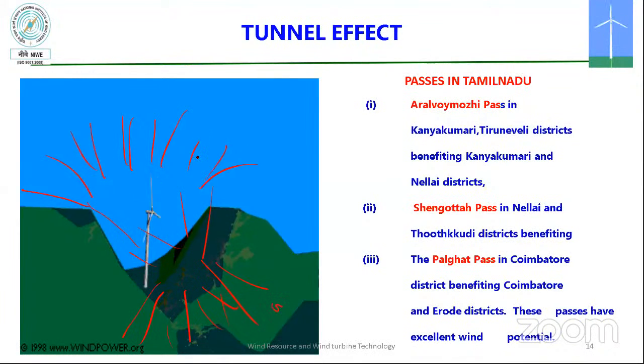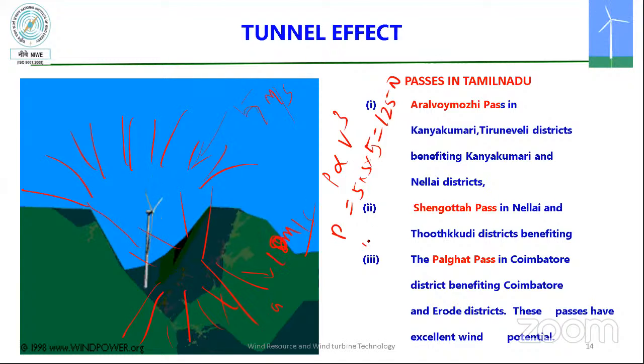For example, the entry path has 5 meter per second and the exit path has 8 meter per second. I told you the power is directly proportional to V cubed. Now 5 meter per second means power is 5 into 5 into 5, that is 125 watt. And on the exit path, if you have 10 meter per second, power is 10 into 10 into 10, that is 1000 watt.